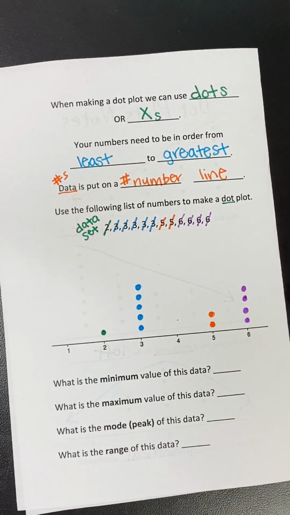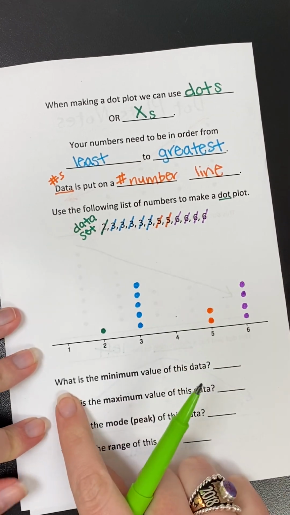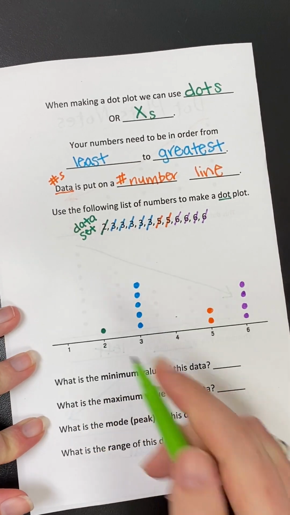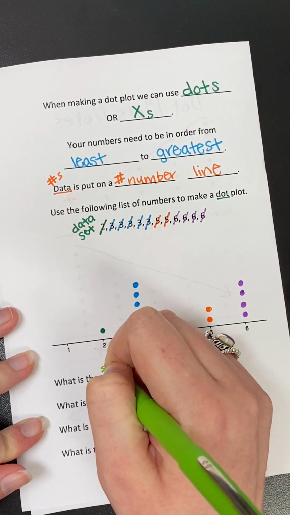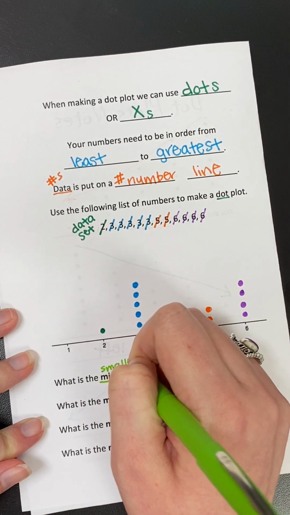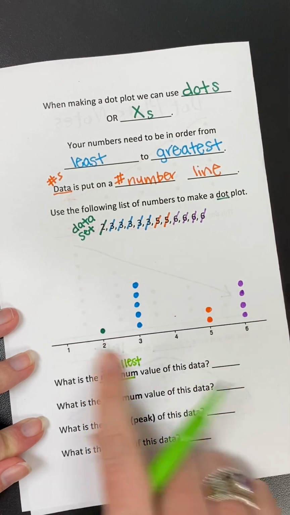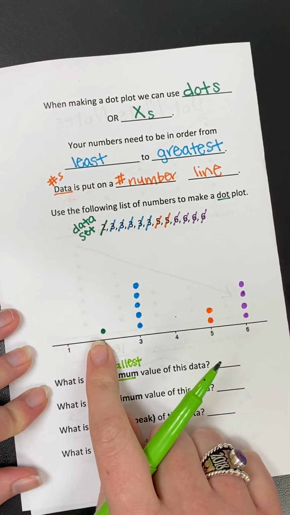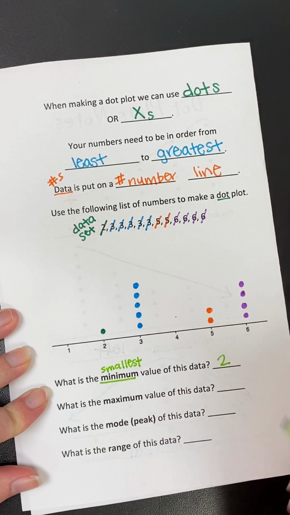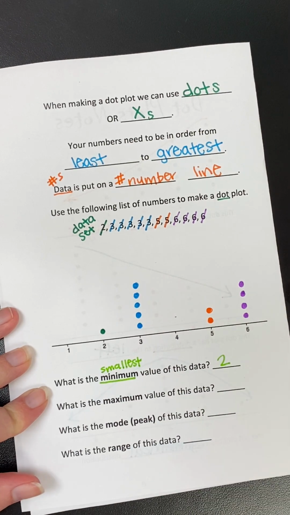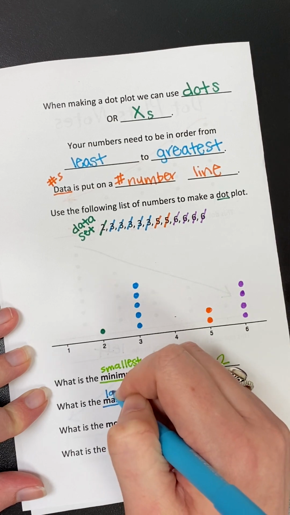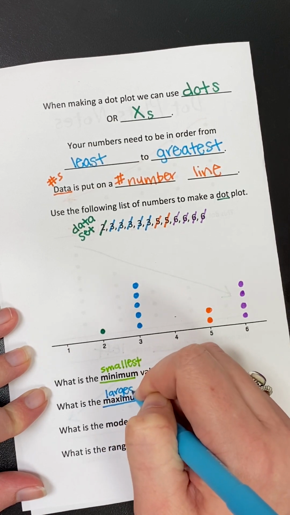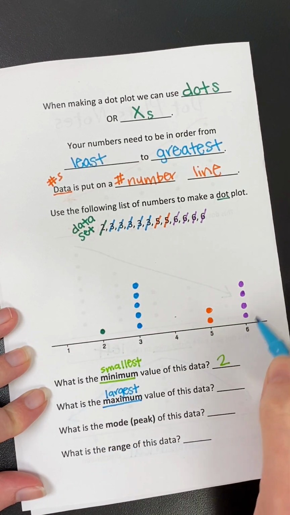Okay, so now we are going to answer these questions below. It says, what is the minimum value? We know minimum means smallest. So it wants to know what my smallest number is. And if I look, my smallest number is 2. And then it wants to know the maximum. We know maximum is the largest, the biggest. So what is my biggest number? It is 6.